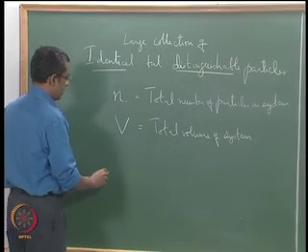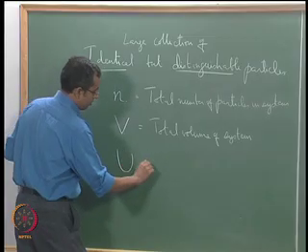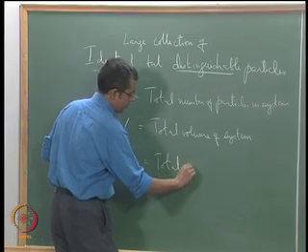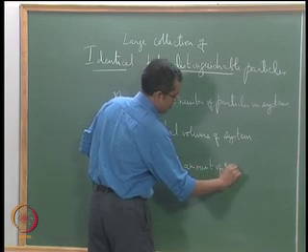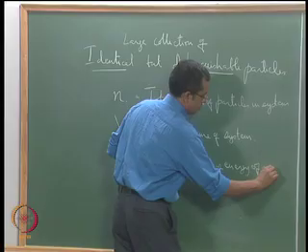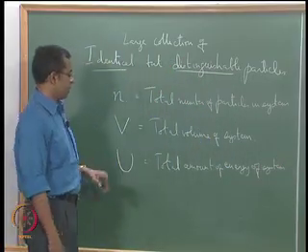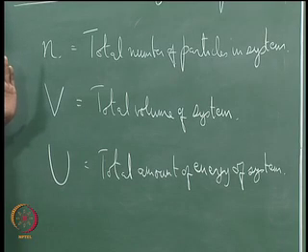and let us say that U, capital U, is the total amount of energy. Okay, total amount of energy available in the system. So these are fixed, these are constants so to speak for our system.